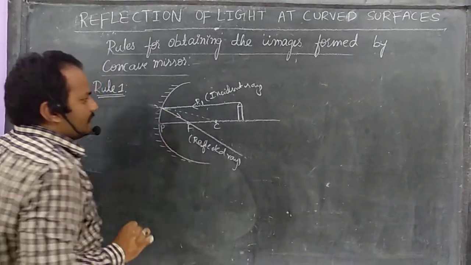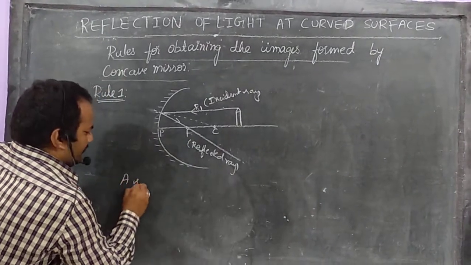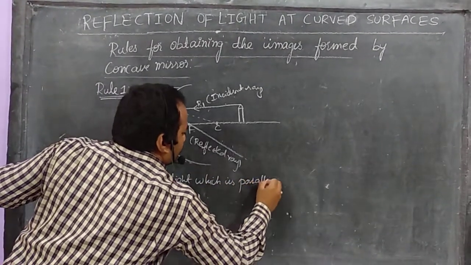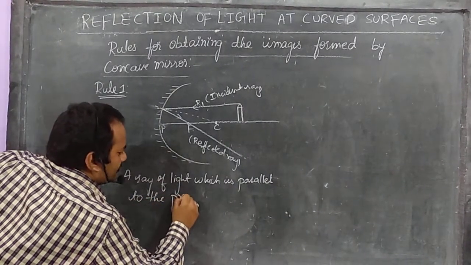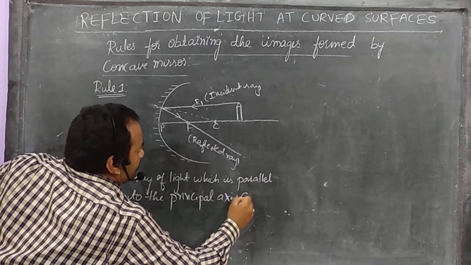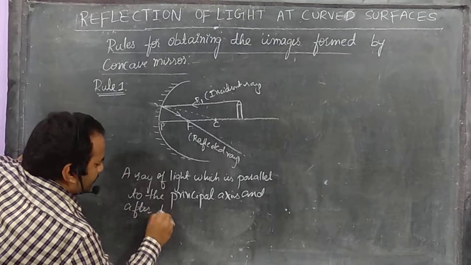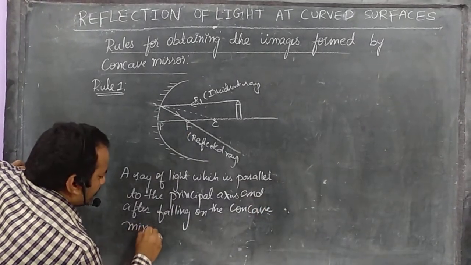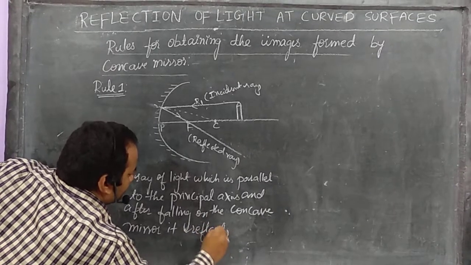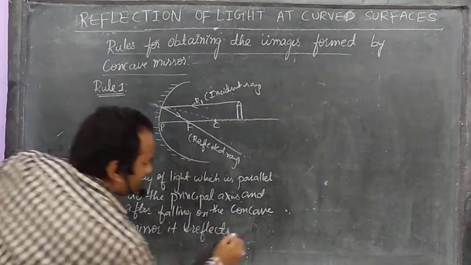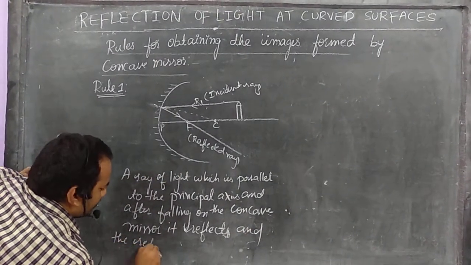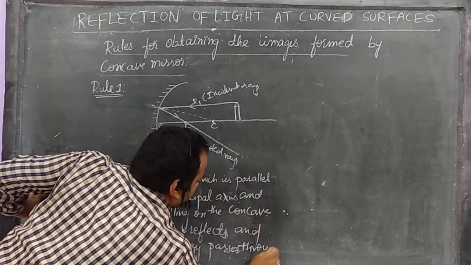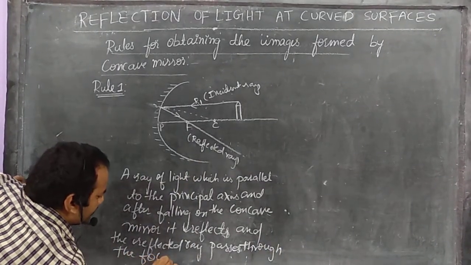Now, what is the statement? A ray of light which is parallel to the principal axis, and after falling on the concave mirror, it reflects, see, the light reflects, and the reflected ray passes through the focus. So here we completed our rule 1.